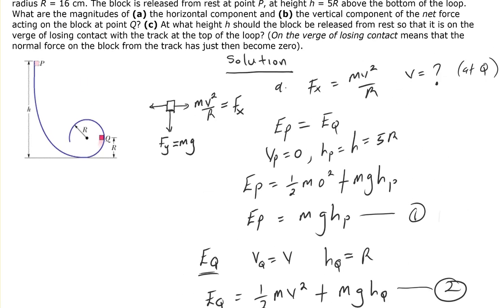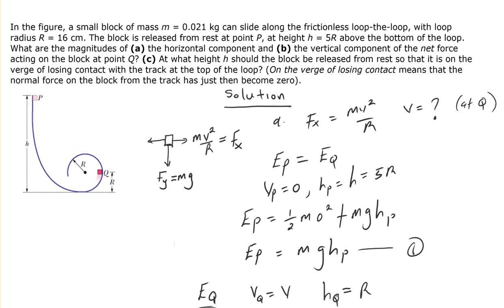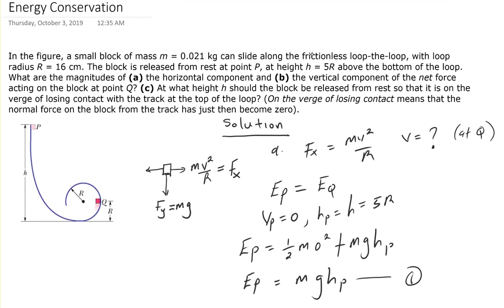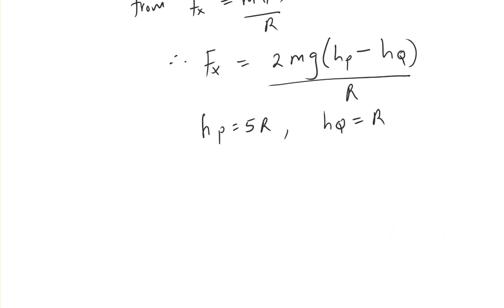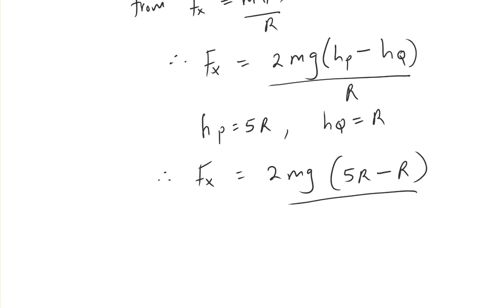If you look at the diagram, well, not the figure, I mean, HP is 5R and we have HQ as R. So we can plug in those values. So HQ is R, so we can have a more simplified expression for Fx. Therefore Fx will reduce to 2mg. This is 5R minus R, which will give me 4R, right? 4R.